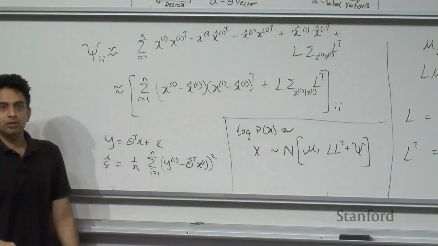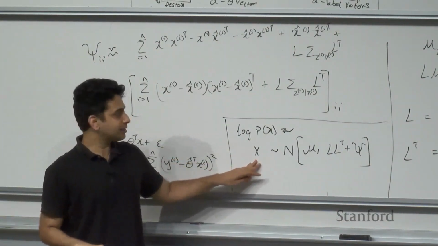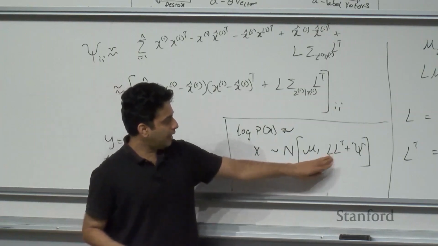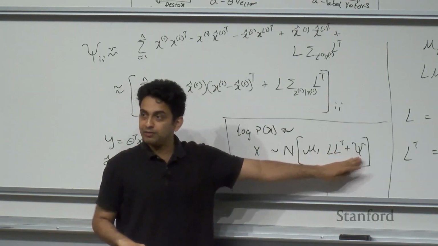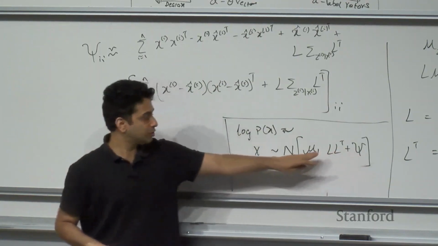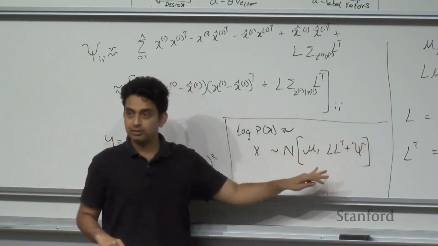Right? So the covariance matrix estimated for the marginal of x is therefore this L L transpose, which is a low rank matrix, plus a diagonal matrix. And because we are adding a diagonal matrix to this low rank matrix, we are guaranteed that this is no longer singular.